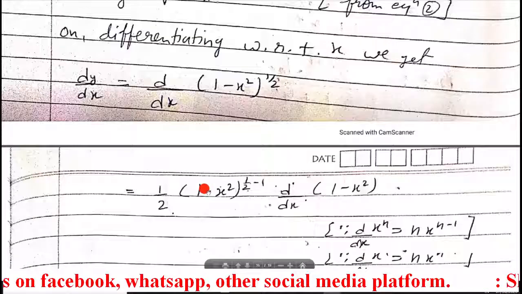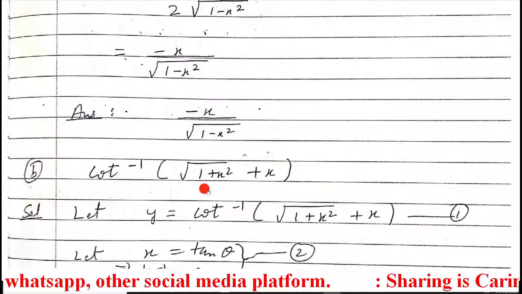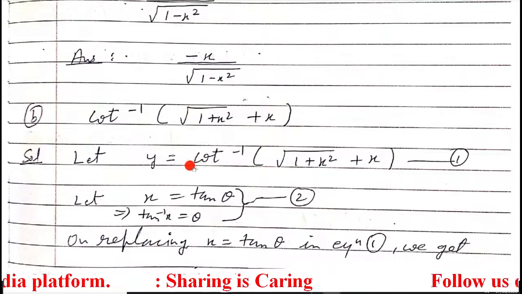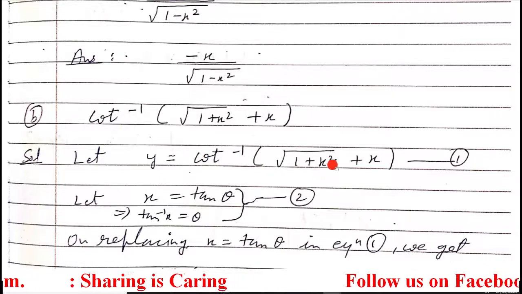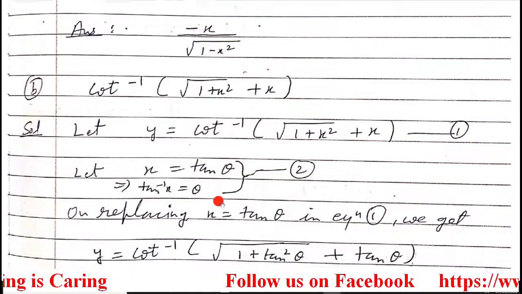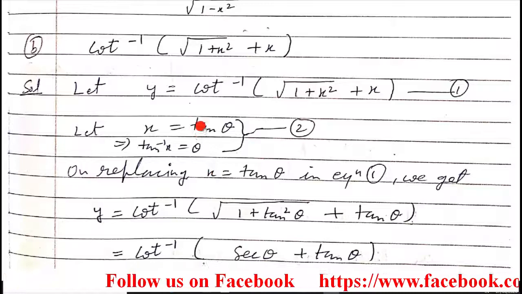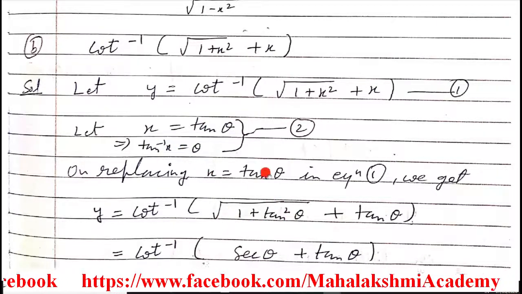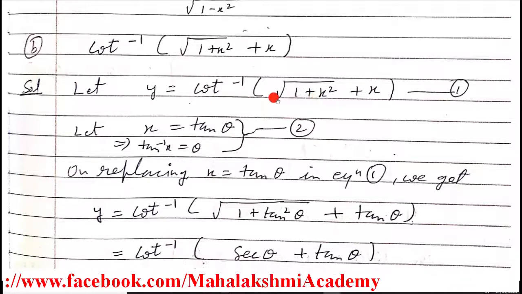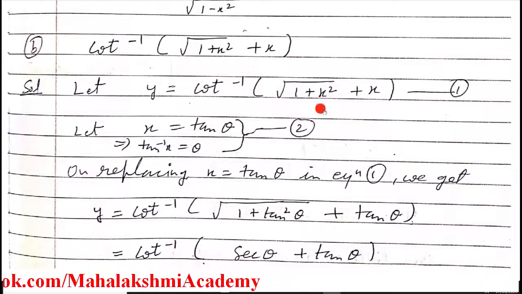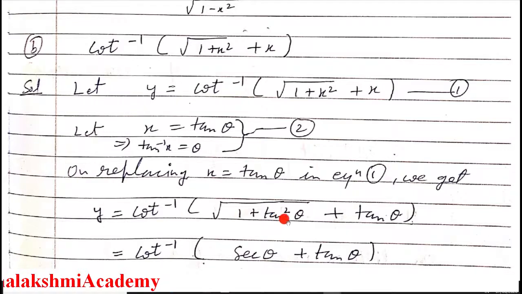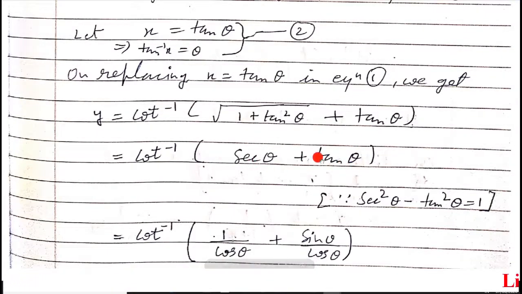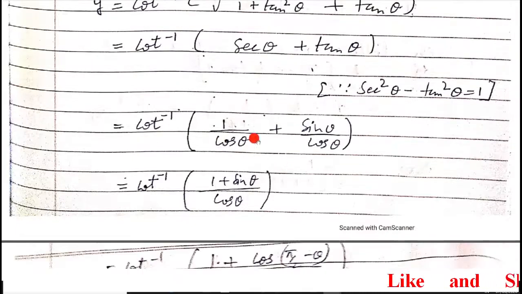Now we'll move to the next question of the same, question number 7, B part. So B part is this. Here is cot inverse x, so we'll assume it as tan theta. After assuming it as tan theta, theta will come here, so it's going to be tan inverse x. When we replace here root 1 plus x square, root 1 plus tan square theta is sec theta, and here tan theta. Replace them in sin and cos. So that will give you like this.